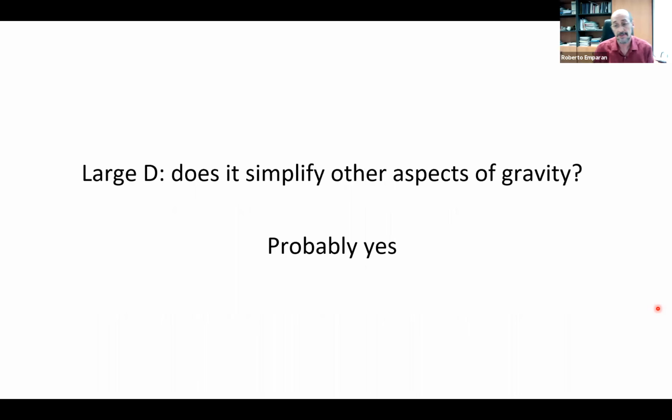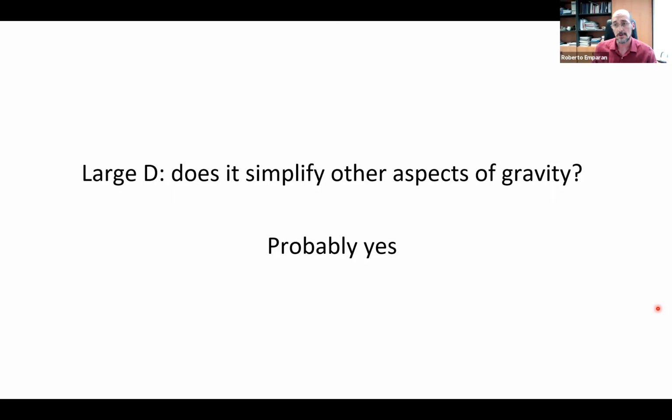Do other sectors of the dynamics of large D gravity also simplify? Is this something that can be useful beyond black hole dynamics? Well, probably yes, but this has been much less developed so far. Whether we can get, for instance, this to be useful for describing gravitational waves or other phenomena, say near singularities or other things. But what I'm going to talk about mostly during this talk is what we get when we want to reformulate horizon dynamics.